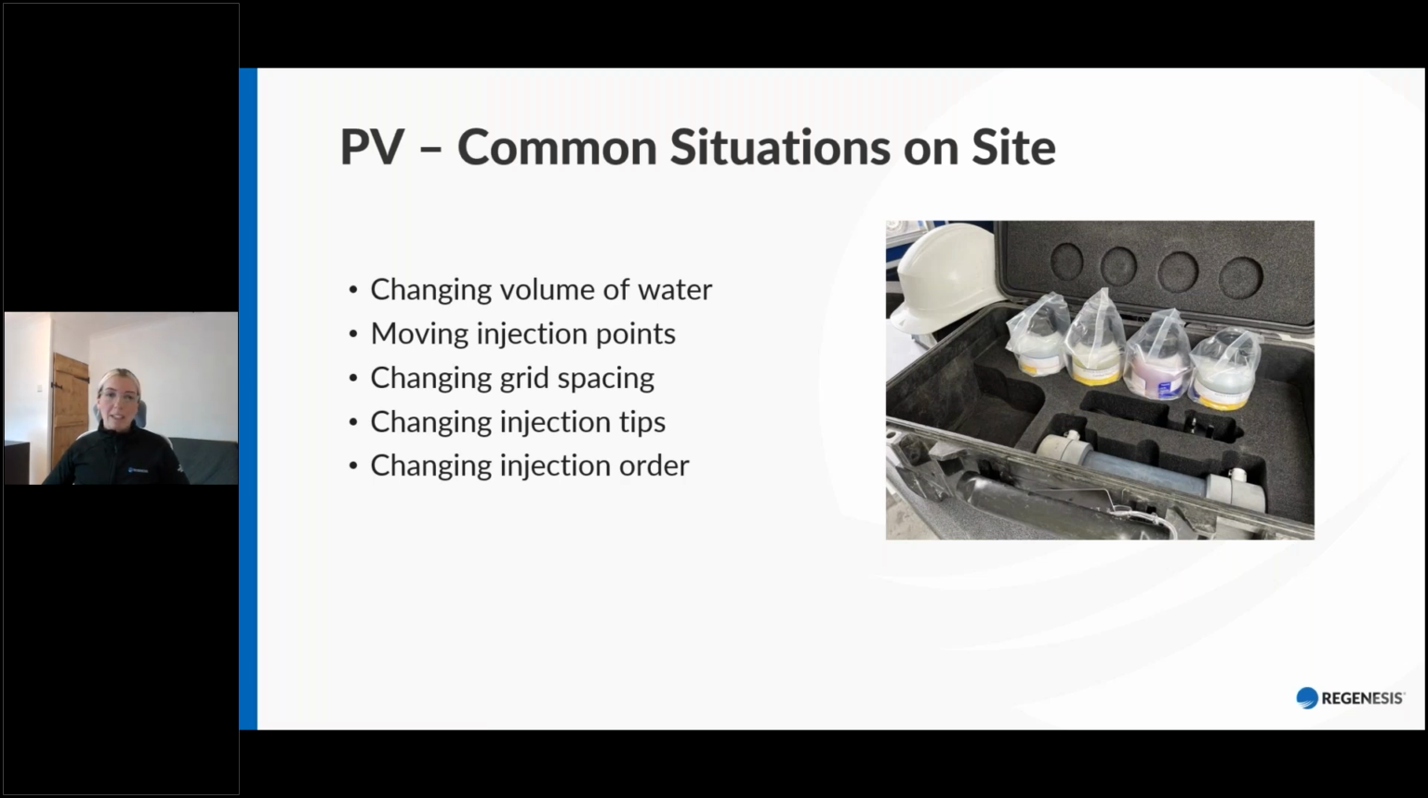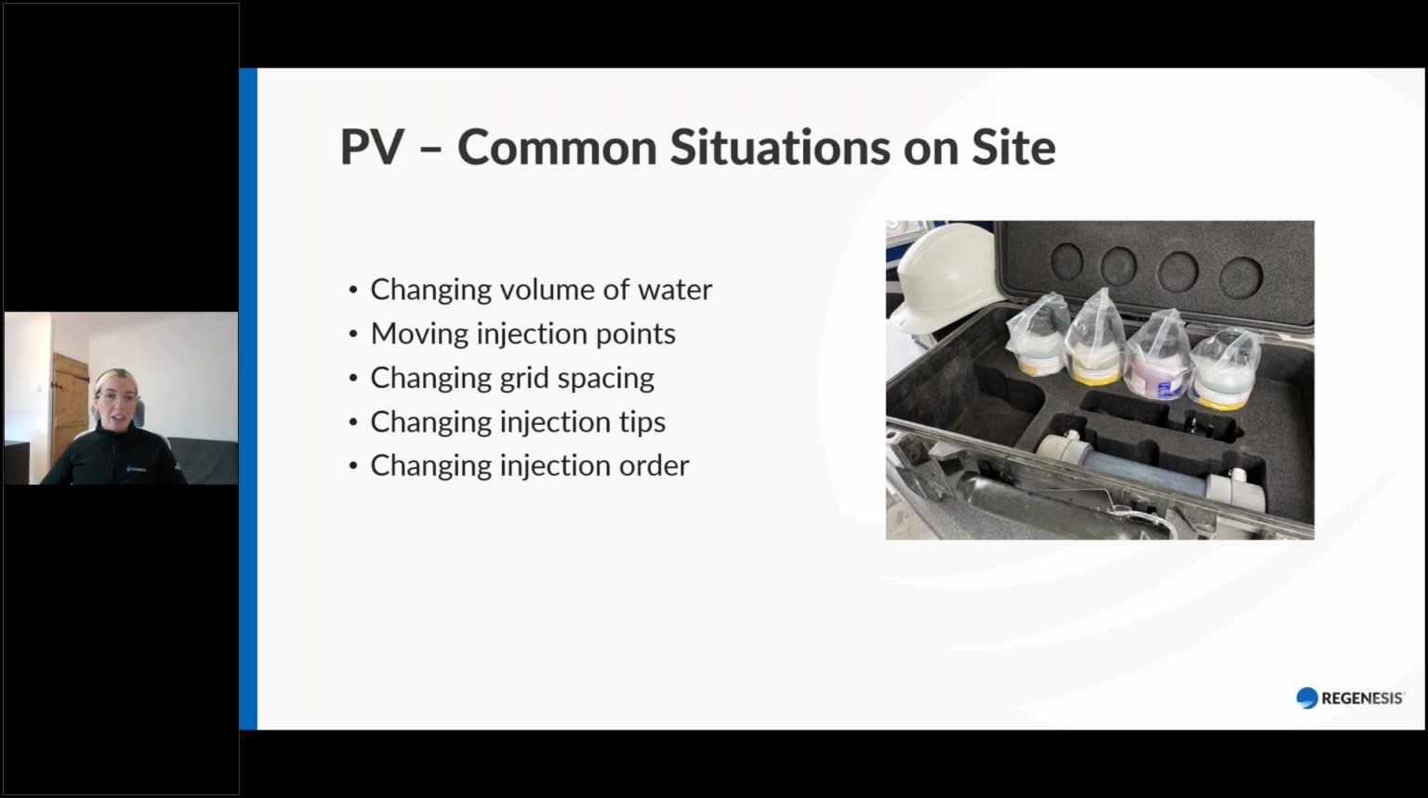So we could, for example, change the volume of water in the injectate mix to further dilute it and aid distribution. We could change the location of those injection points. If we're getting significant daylighting, we may be near an obstruction or a preferential pathway, so we can move away from those. We could also look at changing the grid spacing, such as reducing the spacing between the points and amending the volume of the injectate accordingly.